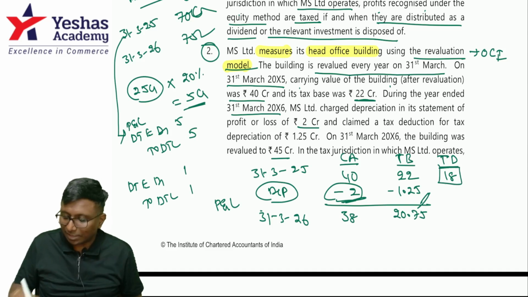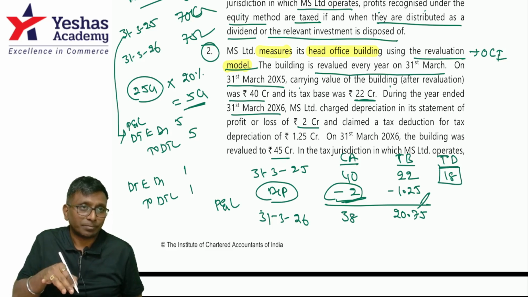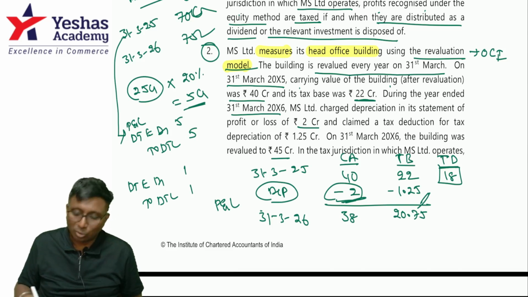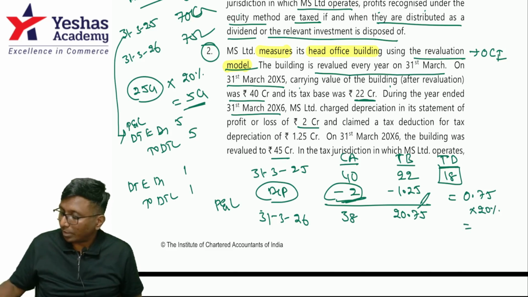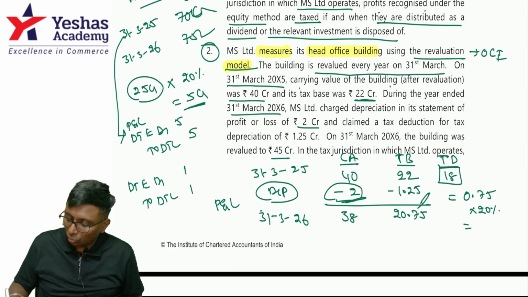Because till this level you must have already created the deferred tax liability in the opening itself. Now the difference is arising only because of the current year depreciation between these. So what is the difference arising basically here? That is equal to 0.75. Agree? 2 minus 1.25 is 0.75. 0.75 into 20 percentage, that is 0.75 into 0.2, which is equal to 0.15.